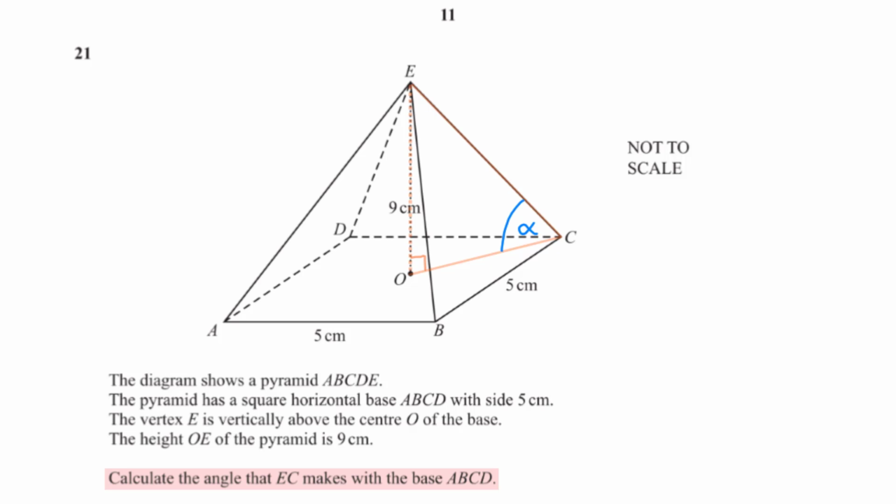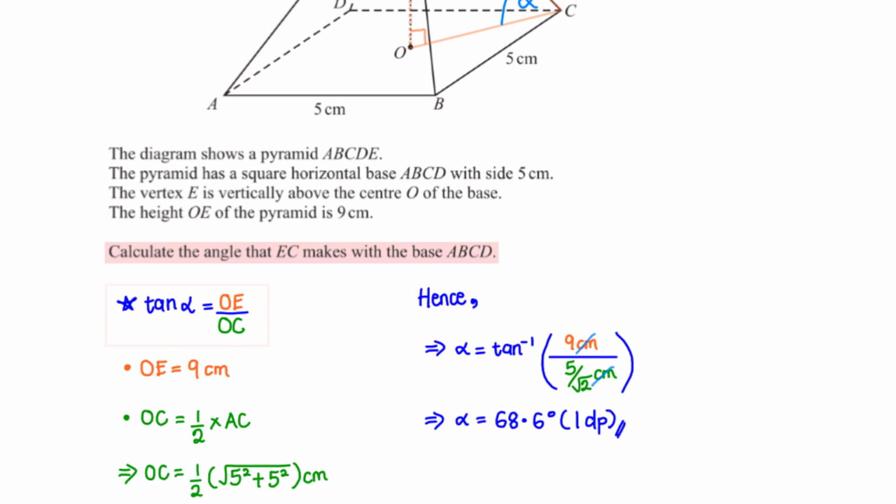We can apply SOHCAHTOA to find the value of alpha. This gives us tan of alpha is equal to the opposite, which is OE, divided by the adjacent, which is OC. We've already been given the length of OE to be 9 centimeters, so we need to find the length of OC. OC is half of AC. AC is the hypotenuse of the right-angled triangle ABC.